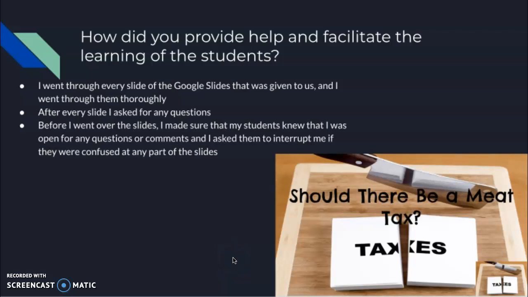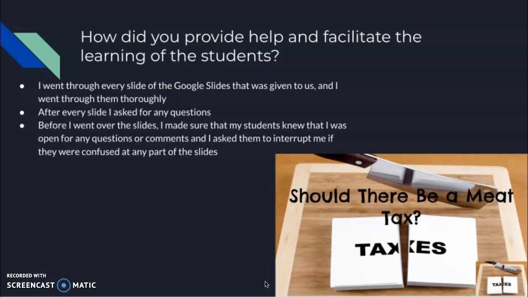So how did I provide help and facilitate the learning of students? There was a Google Slide that was given to us before we went and taught the students and facilitated a discussion. I went through every slide thoroughly. After every slide, I asked the students if they had any questions, and sometimes they did, so I think it was good that I asked just to make sure that they were all following along.